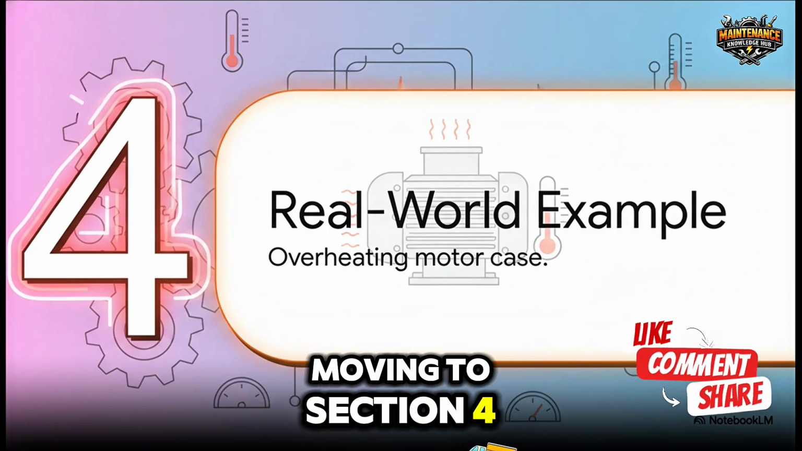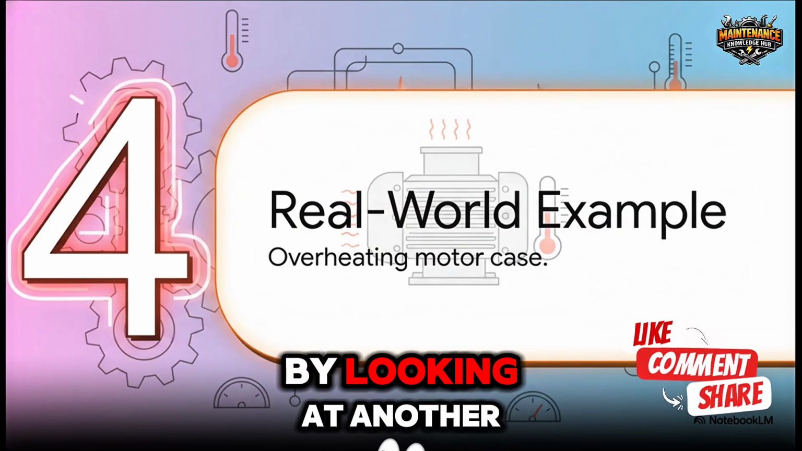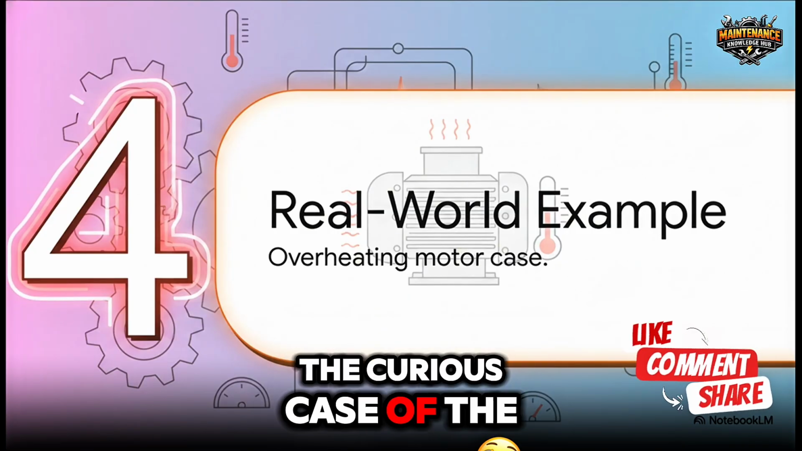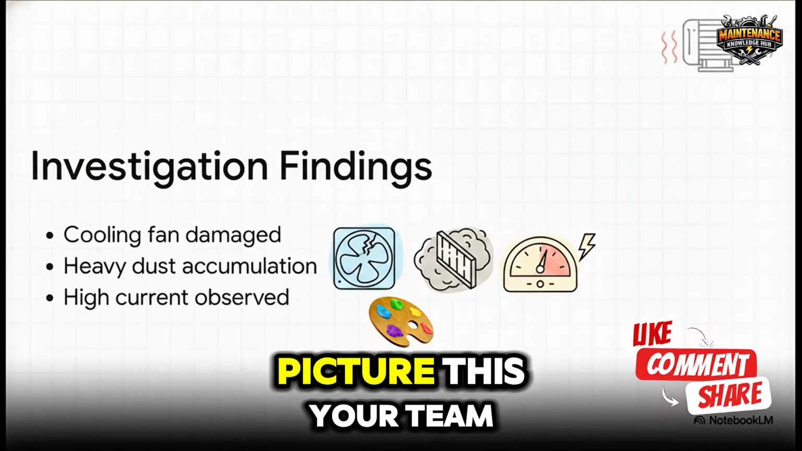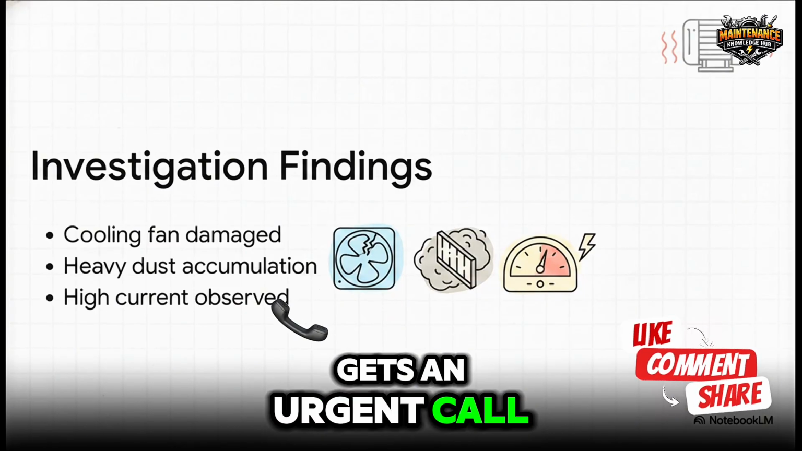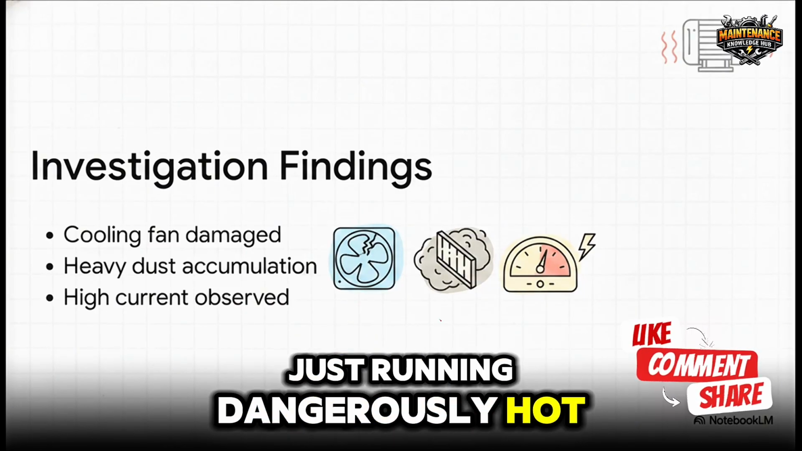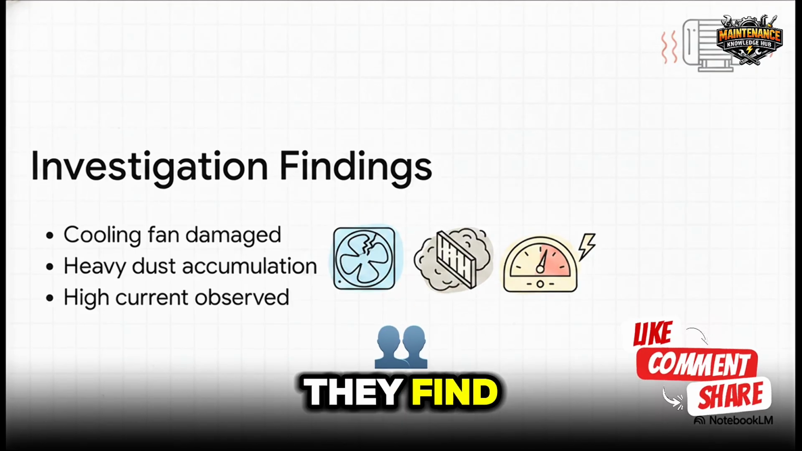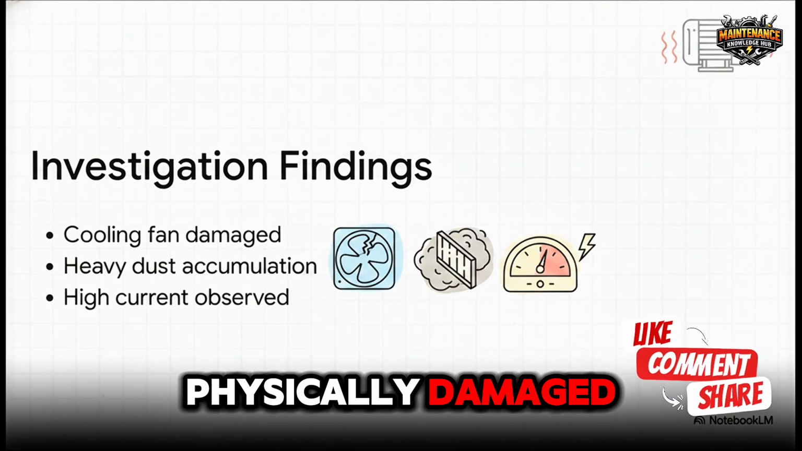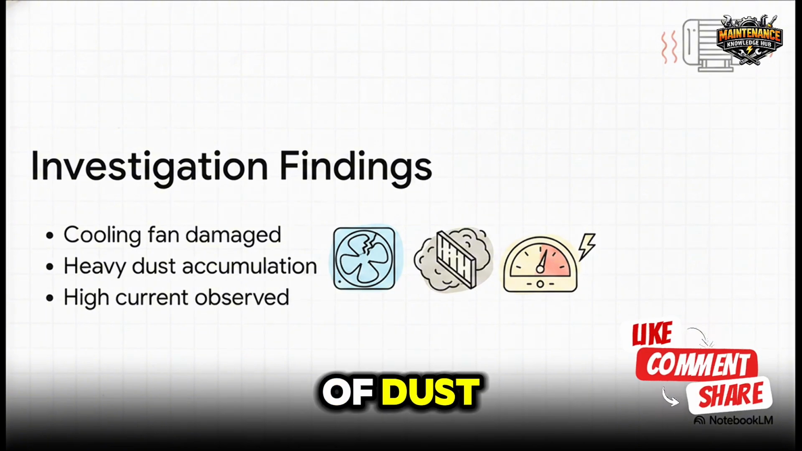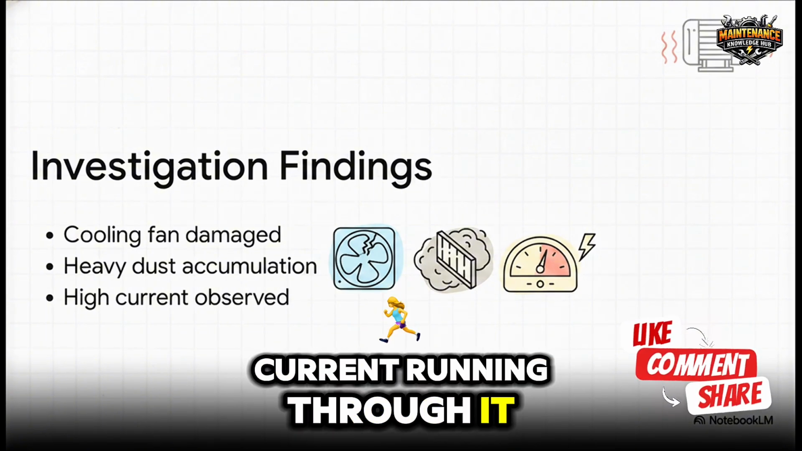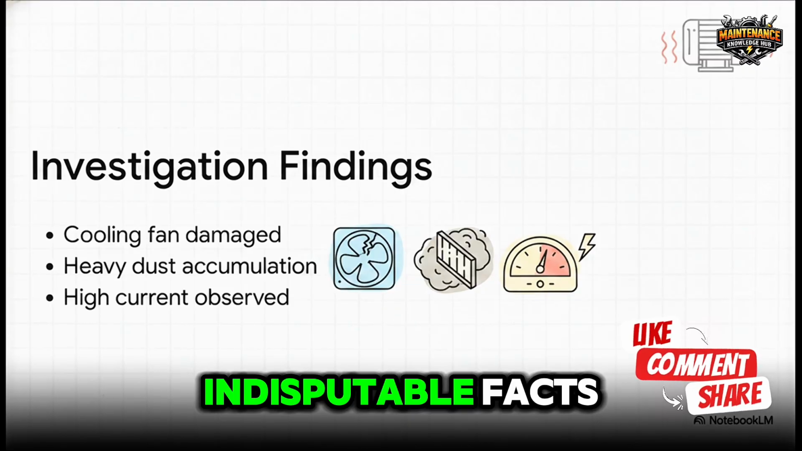Moving to Section 4, let's solidify all this by looking at another real-world example from our sources, the curious case of the overheating motor. Picture this. Your team gets an urgent call because a motor is just running dangerously hot. They secure the scene, collect the data, and here are the clues they find. The cooling fan is physically damaged, there is a massive amount of dust built up inside the casing, and they observed a really high electrical current running through it. Those are the hard, indisputable facts.